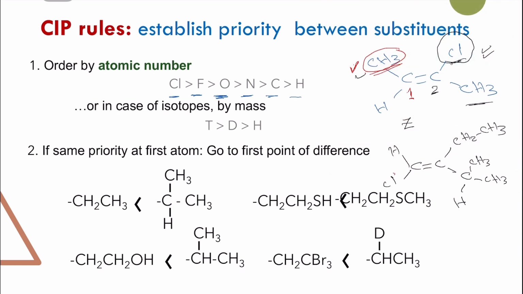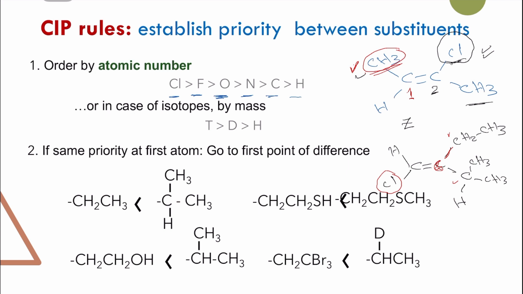When I look at the first carbon, it's so easy because I have a chloride and hydrogen, so the chloride will have the priority. So this is assigned, I don't have any problem with that. What about the second carbon here? Carbon number 2. Let's look. Here there is a carbon, and there is a carbon here. So there is no difference, they are the same.